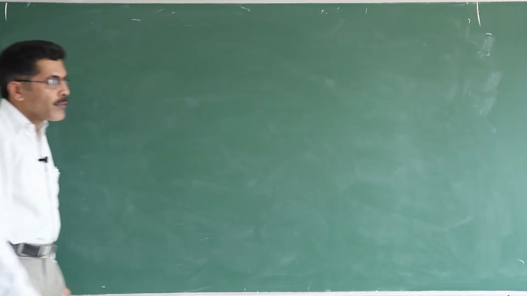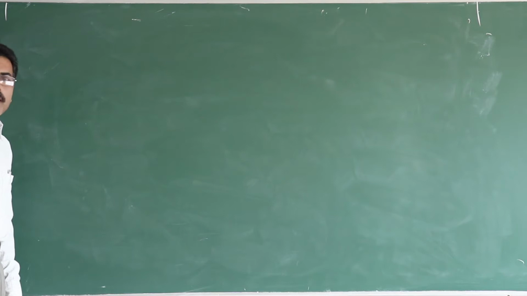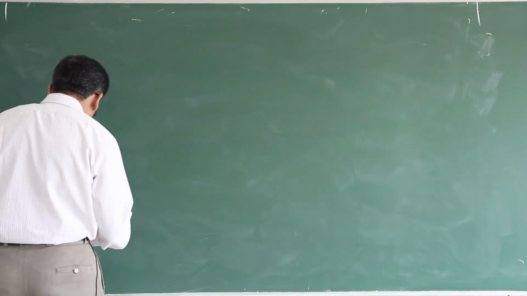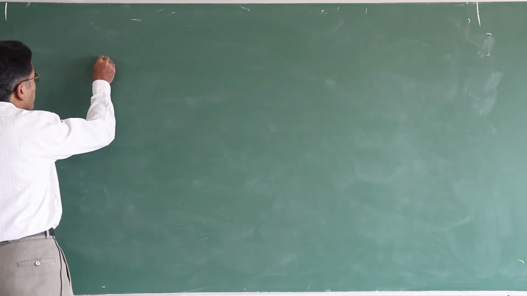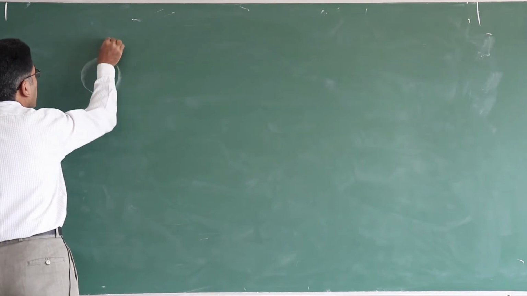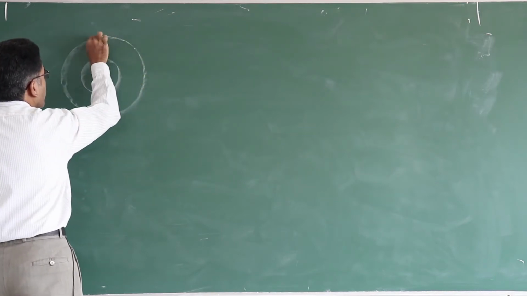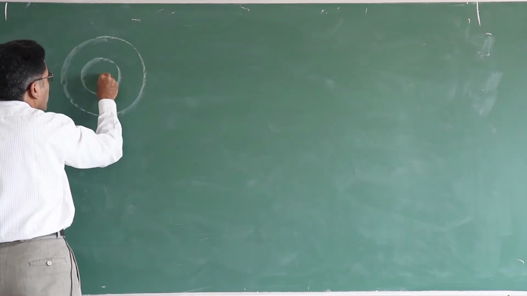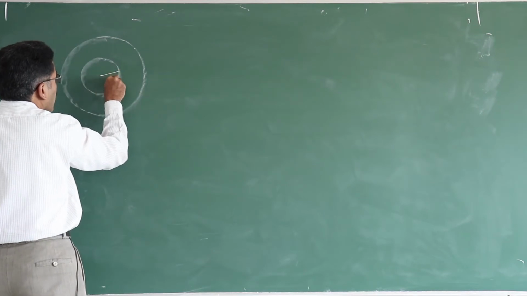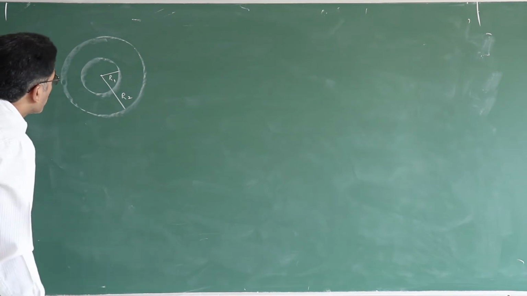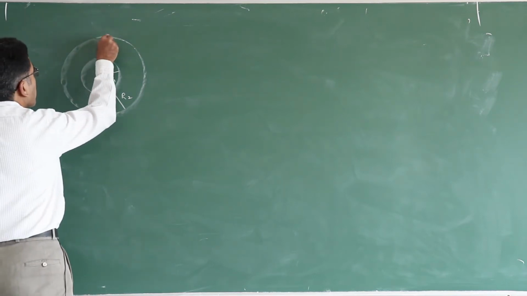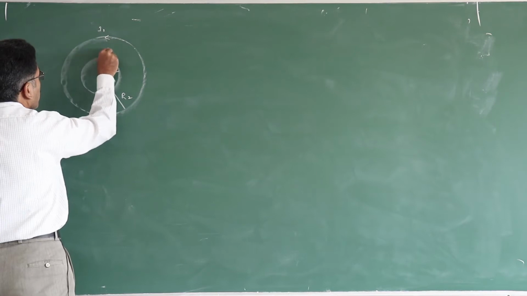Now we shall consider a few more problems related to the magnetic field produced by a current carrying coil. So let me consider two concentric coils carrying current. Let the inner radius be R1, and the radius of the outer coil be R2. They are carrying current along the same direction.